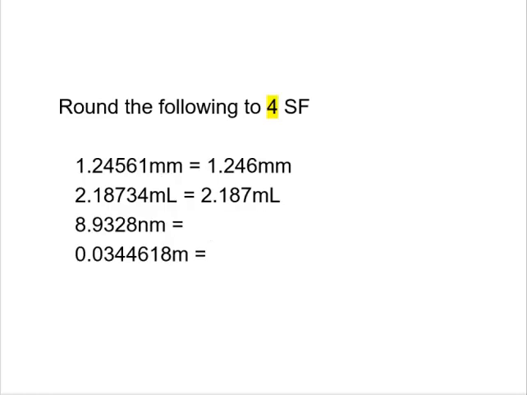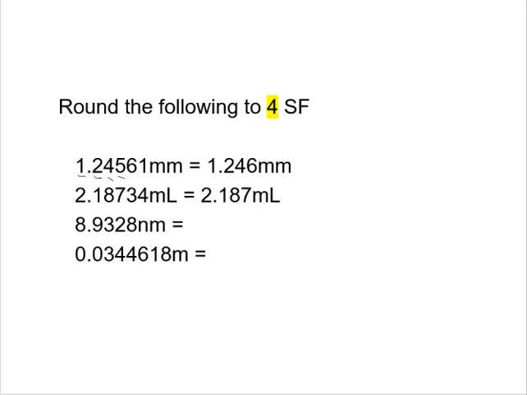Let's look at some examples of rounding with significant figures. This example asks us to round the following numbers to 4 significant figures. The first example is 1.24561, and we need to get that down to 4 significant figures. If you notice, this number doesn't have any zeros in it, so we can take the first 4 digits or non-zero numbers. So the 1, the 2, the 4, and the 5 are significant. But notice this 6 is behind that 5, so we're going to round up for that 5. So our answer is 1.246.